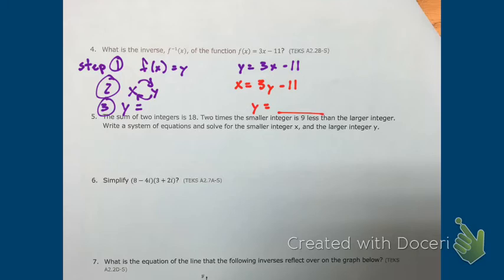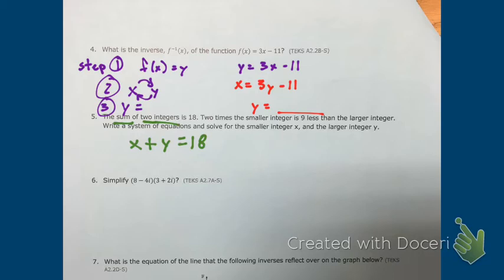Number 5, it says the sum of two integers is 18. If you think of the word sum, we know sum means addition. And if we have two integers, we can just call them x and y. So the sum of two integers, x plus y means sum, is 18. So x plus y equals 18 because the sum of two integers is 18. So that's where we got the equal sign from.